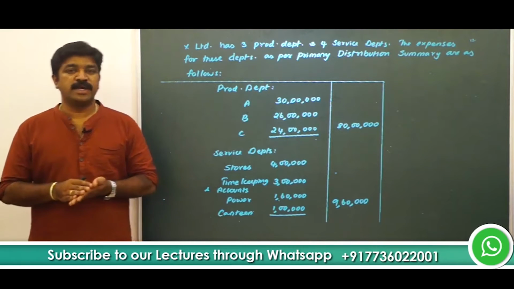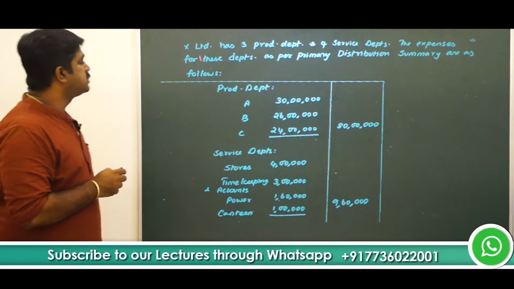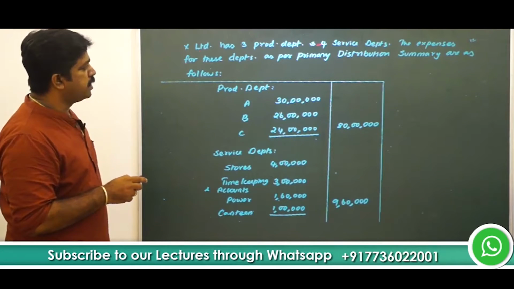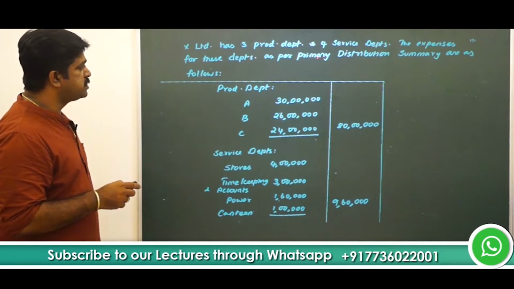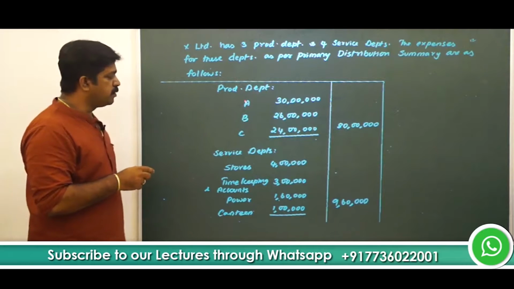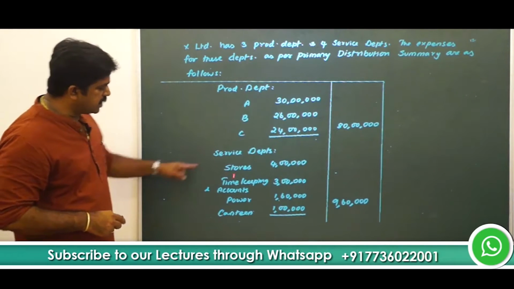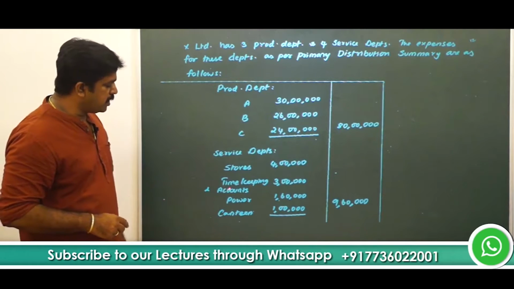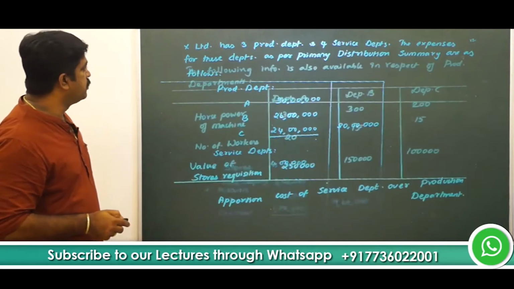Let's take a case study under the direct redistribution method. We have X Limited with 3 production departments and 4 service departments. The expenses for these departments as per the primary distribution summary are as follows. Production departments A, B, C, these are all the values. The service departments are stores, timekeeping and accounts, power, and canteen, with their respective amounts, and we have the total.